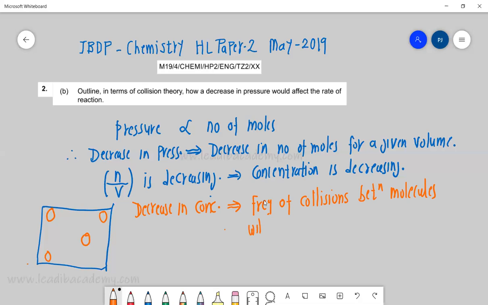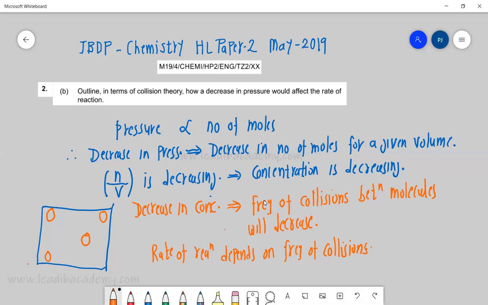Simple. And we know that the rate of reaction, as per the collision theory, depends on the frequency of collision of reactant molecules. Frequency means how many molecules are colliding with each other every second or every minute. So if it drops, the rate of reaction will drop.